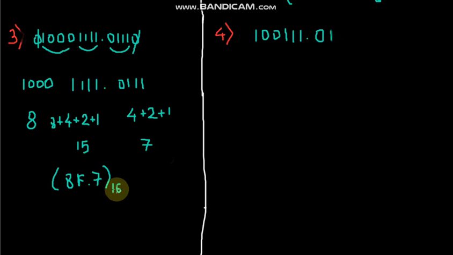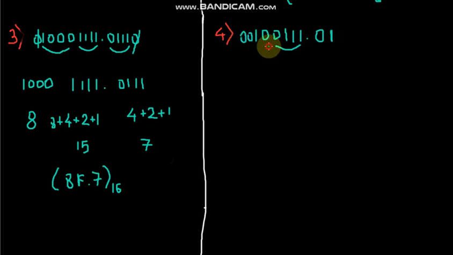Now let's see another example, the last example, 1001111.01. Again we have to do the same thing, we have to divide it in groups of 4. This is the first group of 4. Now we can see here that only 0 and 1 are remaining. So what we have to do, we have to make it a group of 4, we have to add 2 zeros on the left hand side.